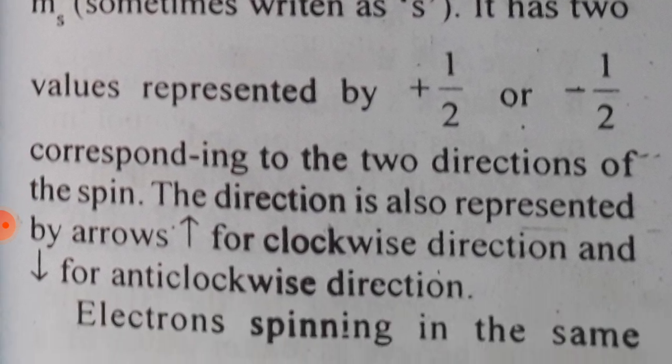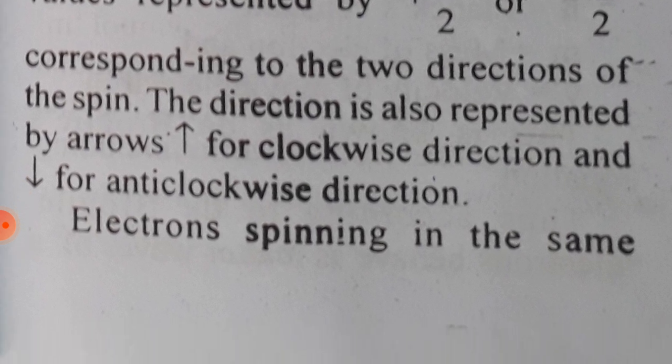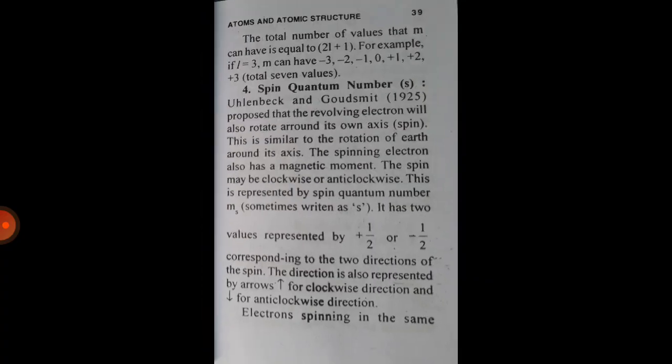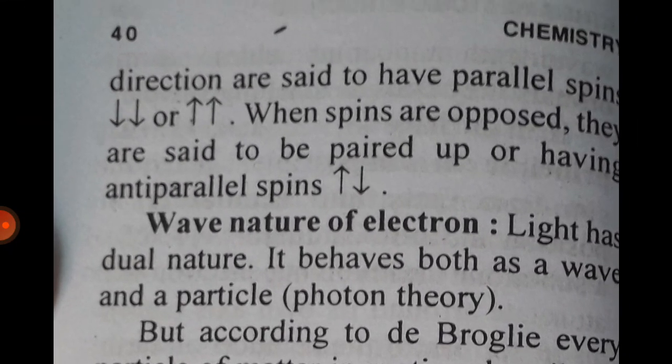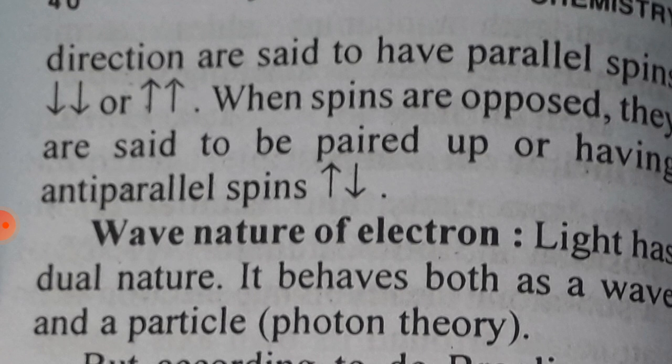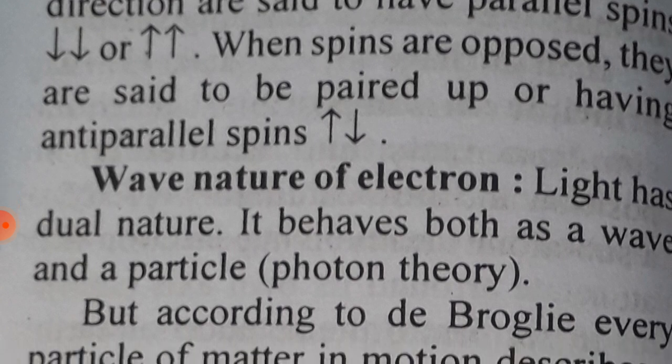It has two values, represented by plus 1 by 2 or minus 1 by 2, corresponding to the two directions of the spin. The direction is also represented by an arrow up for clockwise direction and an arrow down for anti-clockwise direction. Electrons spinning in the same direction are said to have parallel spins, double down or double up. When spins are opposite, they are said to be paired up or having anti-parallel spin.